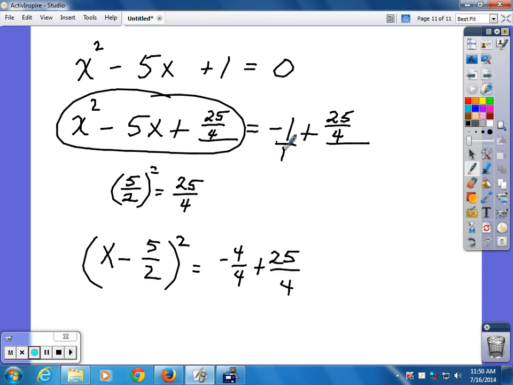All right, so now we've got (x minus 5/2) quantity squared is equal to 21/4. Okay, now what I want y'all to do is finish it out and find the vertex and the x-intercepts.